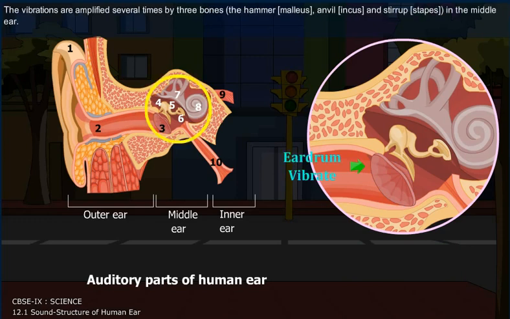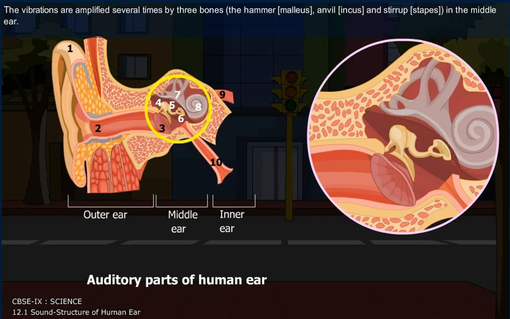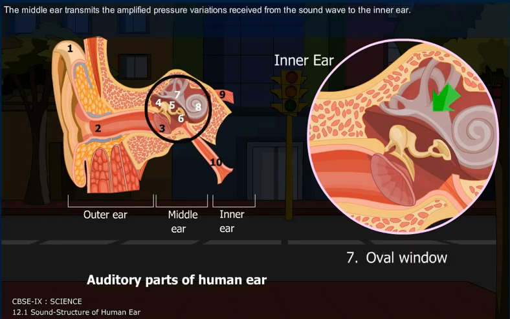The vibrations are amplified several times by three bones: the hammer, malleus, anvil, incus, and stirrup, stapes, in the middle ear. The middle ear transmits the amplified pressure variations received from the sound wave to the inner ear.